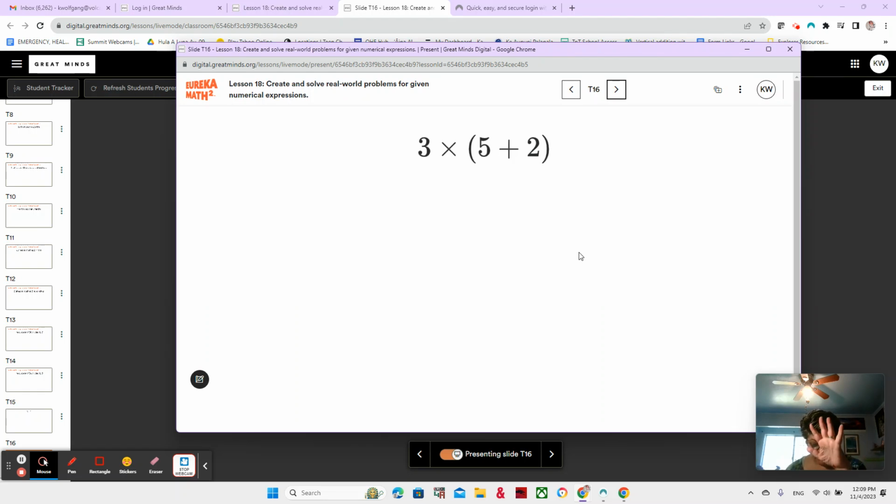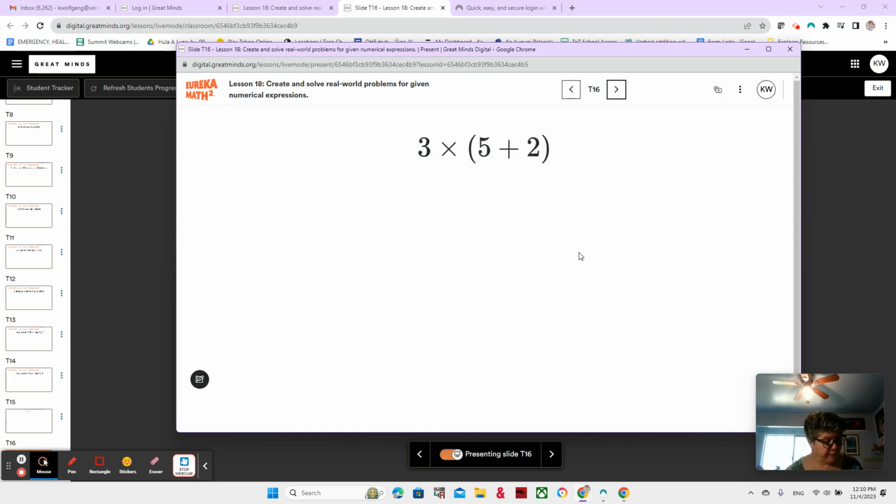How about 5 students are at the bus stop, 2 more join them? There's 3 times as many students on the bus as there are waiting at the bus stop. How many students are on the bus? 7 times 3, 21. Okay, so today we're going to write and solve real-world problems that match expressions.